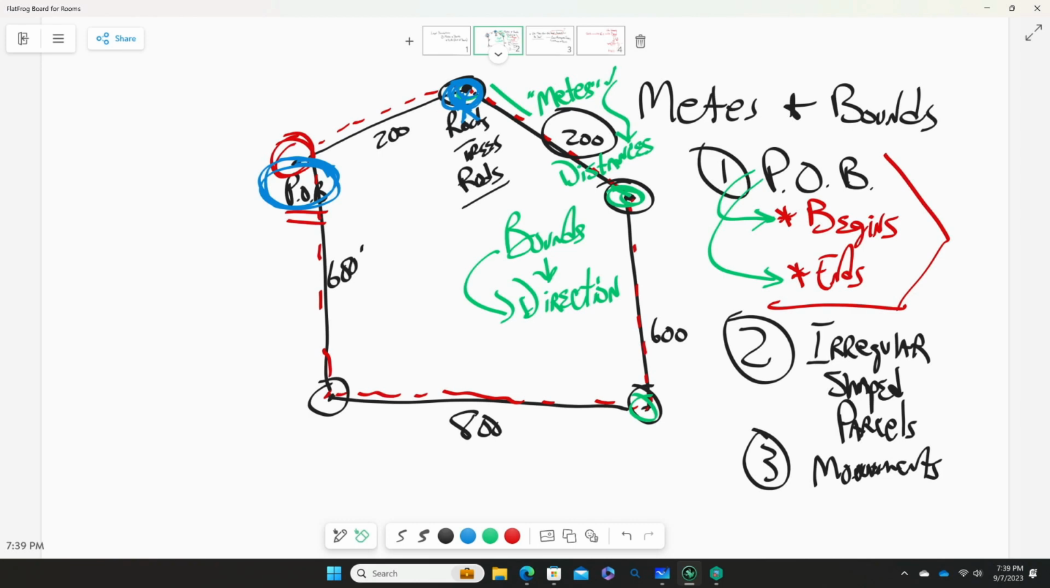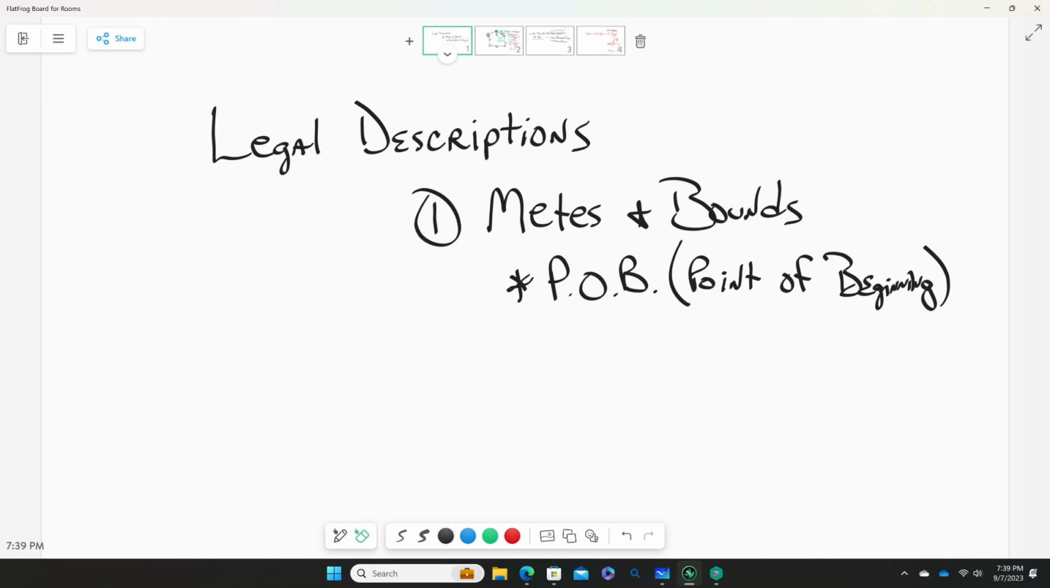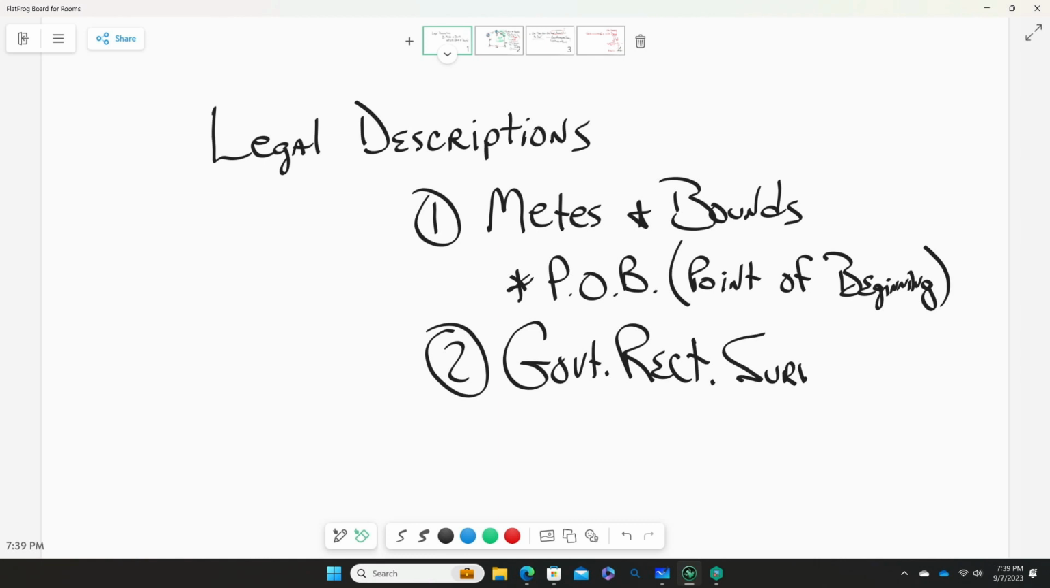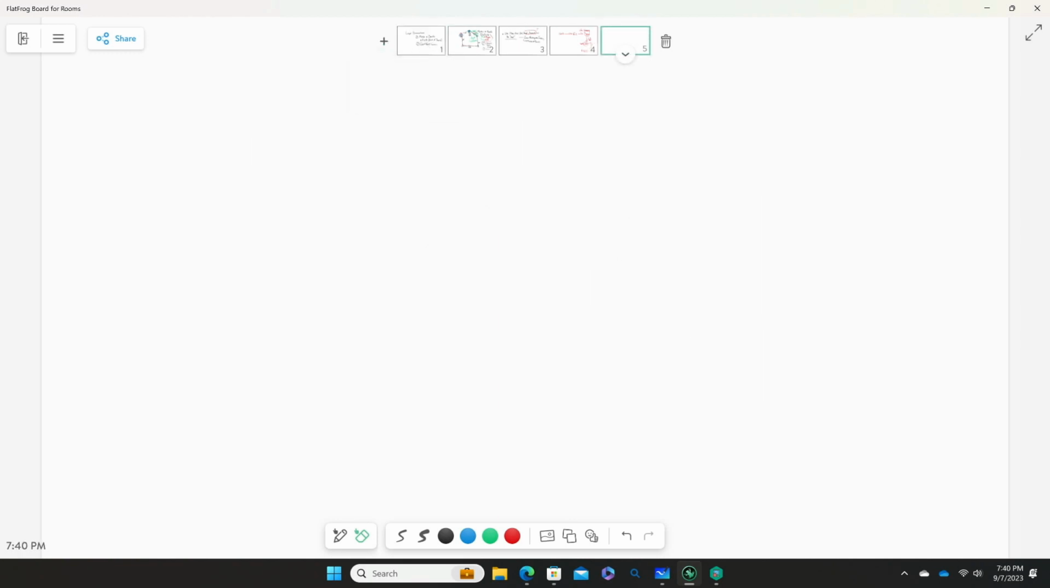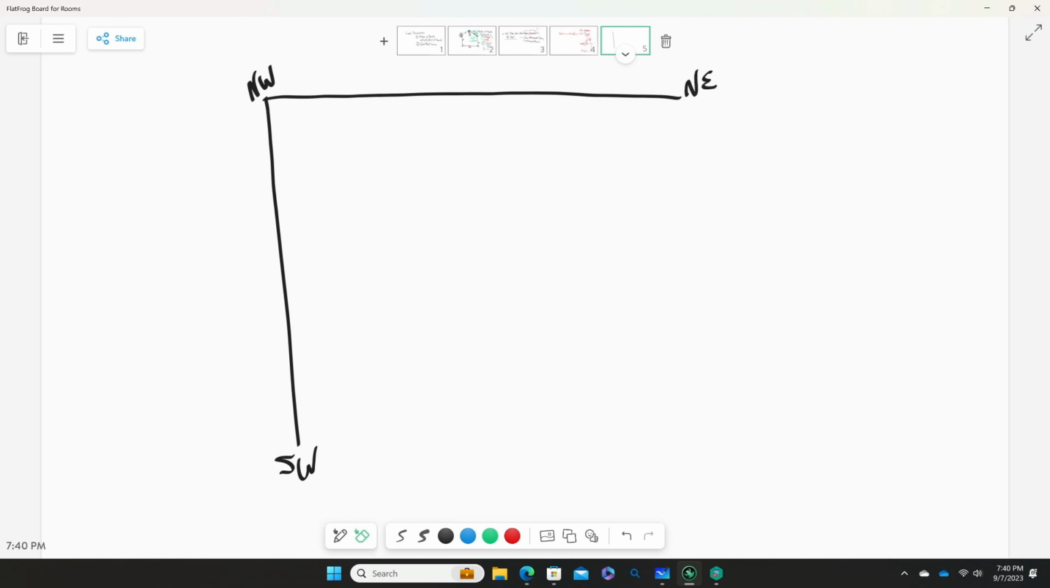So let's go now back over here to number 1, and we're going to talk about the second type of legal description, which is the government rectangular survey system. So what are we talking about with a government rectangular survey system? Well, in the old days, years ago, they would survey property, and this is the northwest corner. This is the southwest corner, and I'm going to come over here, and this would be the northeast corner, and we'll come back here. That's the southeast corner of this, and so forth.